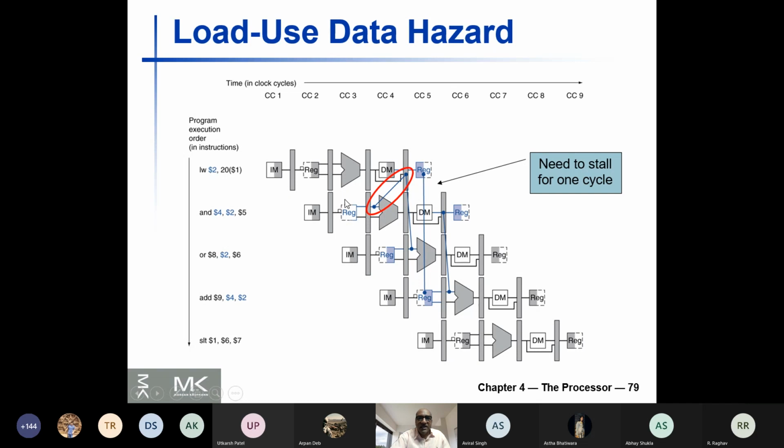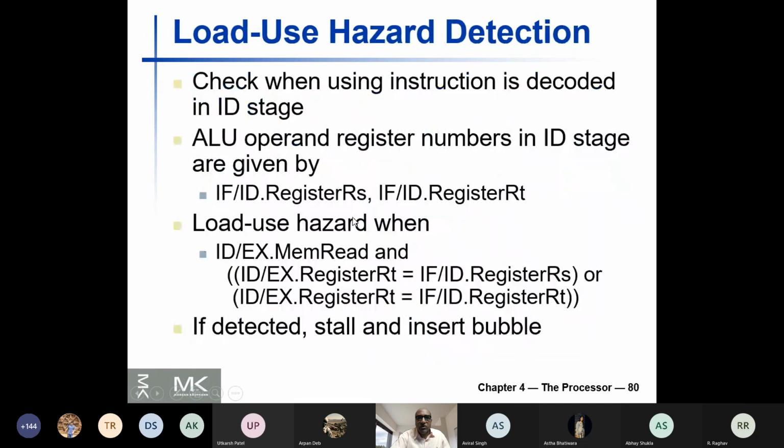And here at this stage itself, we will come to know what the register operands are, and we also know the type of instruction, right? So the register operands are known. They are nothing but RS and RT, and right now they are in the second stage. Therefore, the register names are IFID.RS and IFID.RT. These are the two possible registers that have to get values from the following instruction's destination register. So this is the condition here.